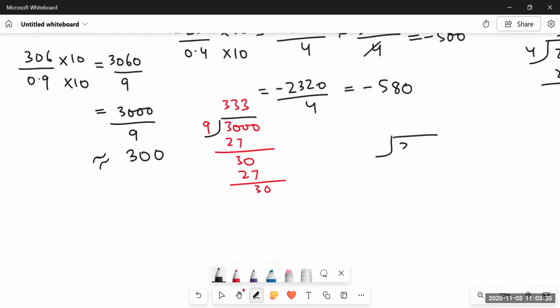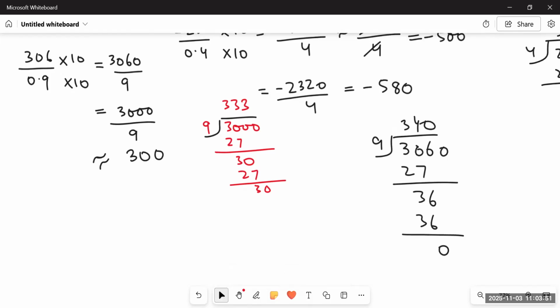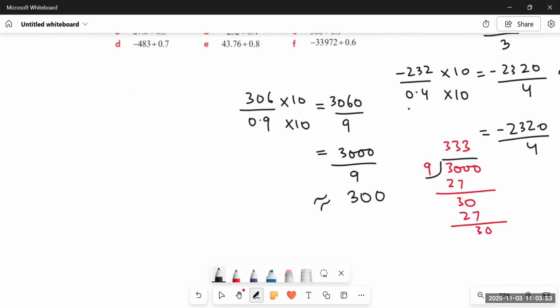Okay. Now let's figure out what the actual answer would be. So for this, we will divide 3060 by 9. 9 sevens are, oh sorry, 9 threes are 27. And then 9 fours are 36. So the actual answer is 340.